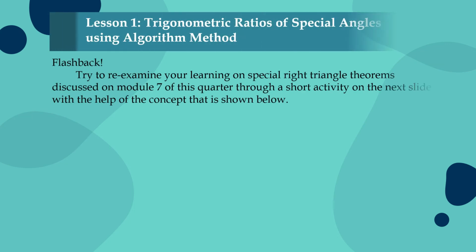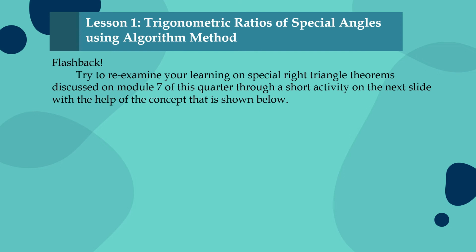Okay? To start with our first lesson, that is using the algorithmic method in finding the trigonometric ratios of the special angles. So there are two special right triangles: the 30-60-90 degree right triangle and the 45-45-90 degree right triangle.